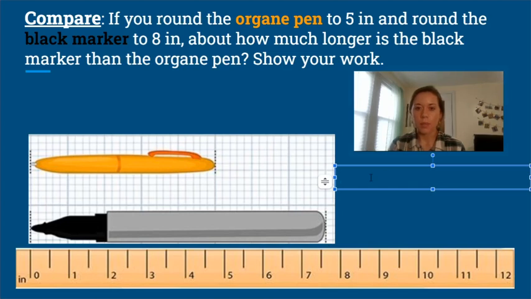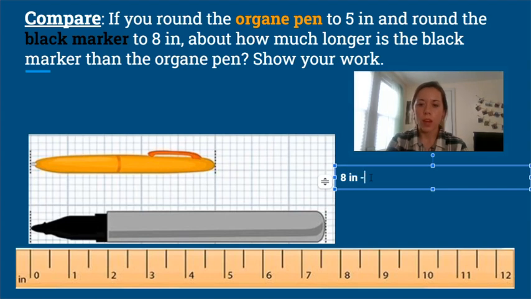All right, so we know that the black marker is 8 inches and the orange pen is 5. So we know which one's bigger, right? 8 or 5. We know 8's bigger, so we're going to write 8 inches. And we're going to subtract, right? We kind of talked about this in our lesson yesterday, and you practiced this yesterday. We're going to subtract the 5 inches to get an estimate about how much longer the black pen is from the orange pen.